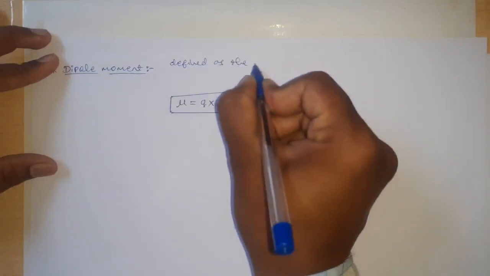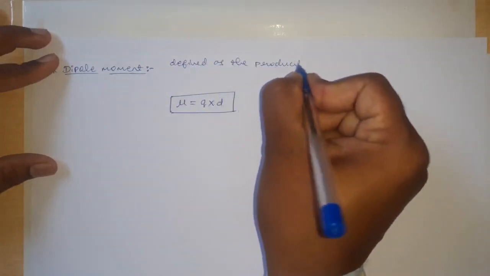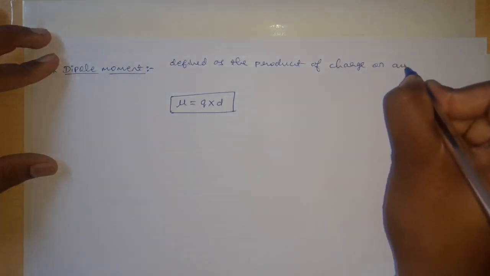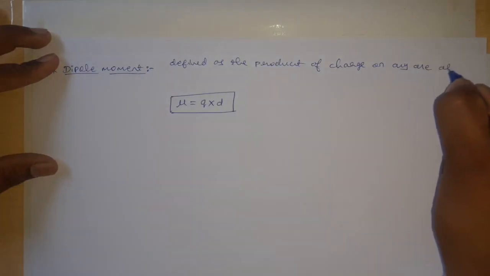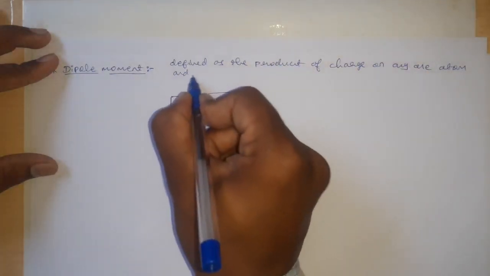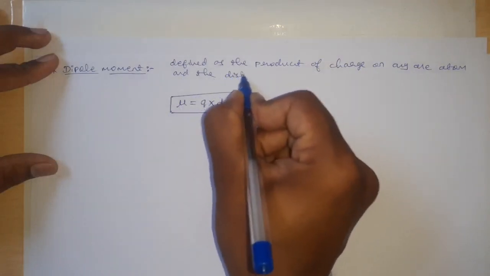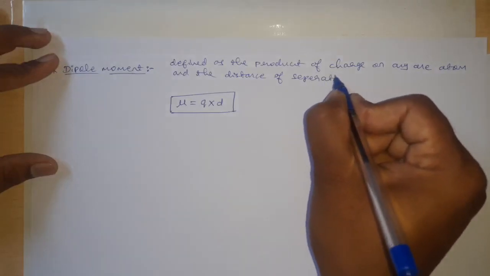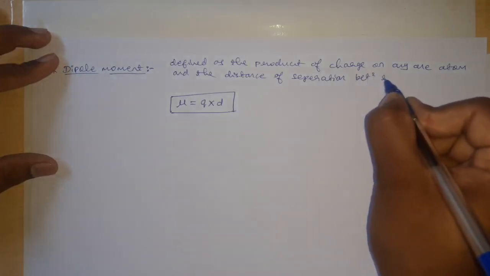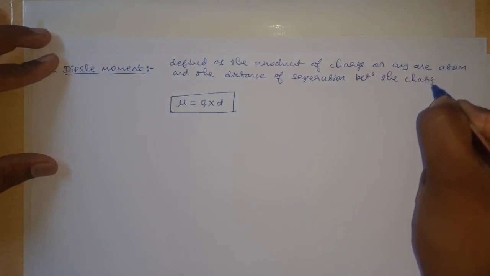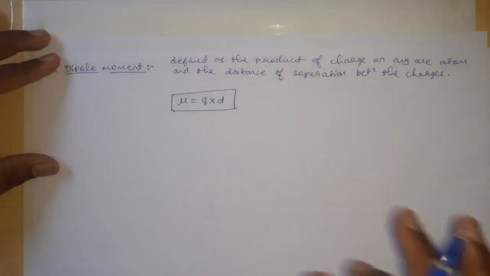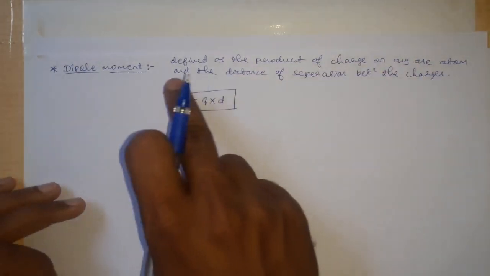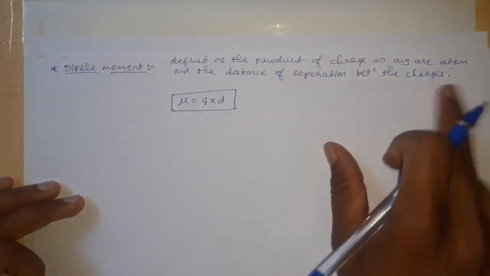We can write a definition for this dipole moment: defined as the product of charge on any one atom and the distance of separation between the charges. This is the definition for dipole moment. This can be defined as the product of charge on any one atom and the distance of separation between the charges.